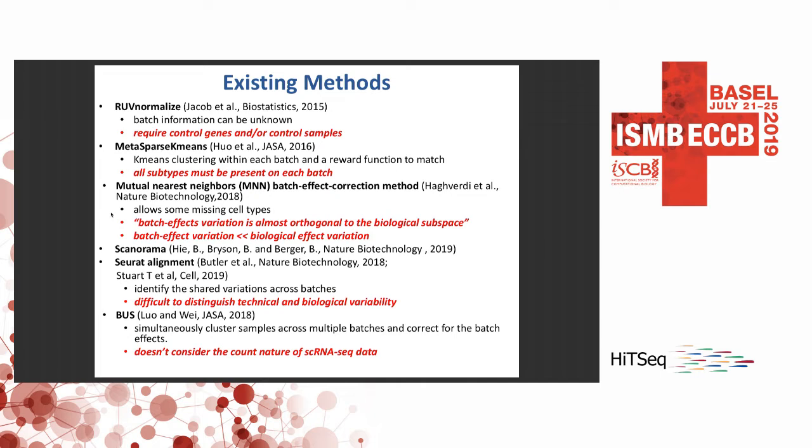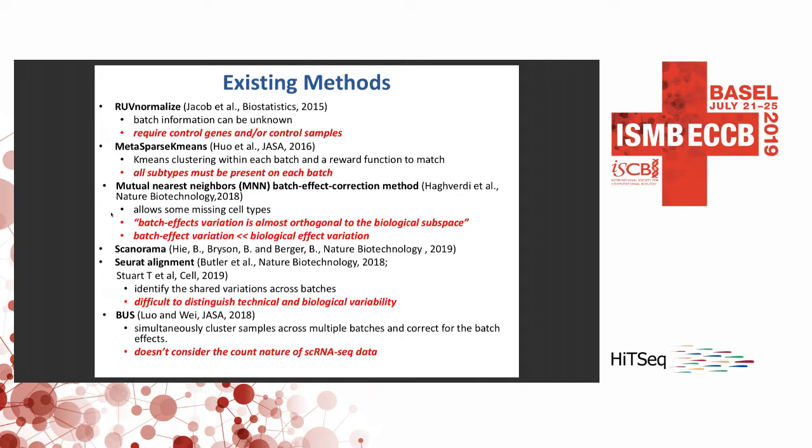It conducts the clustering within each batch and tries to match the different subtypes across batches. However, for it to work, it requires that all the subtypes must be present on all of the batches, which may not be feasible for many single-cell experiments. In the past several years, MNN and Seurat have become very popular.